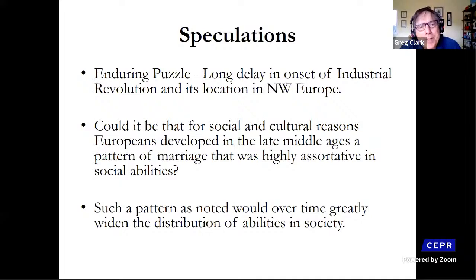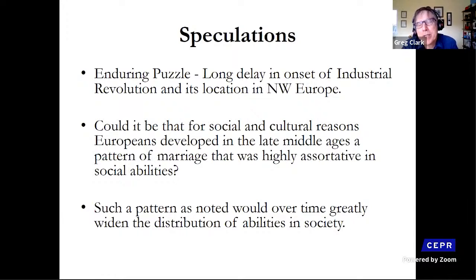So let me end with some speculations then. There's an enduring puzzle, the long delay in the onset of the Industrial Revolution and its location in Northwest Europe. One intriguing possibility is that for social or cultural reasons, Europeans developed a pattern of very high rates of assortment in marriage that was associated then with a widening of the distribution of abilities within society. And that process, if they switch the pattern, would actually take hundreds of years to fully go through.